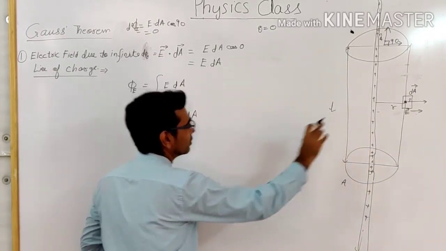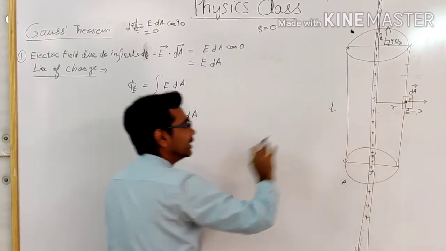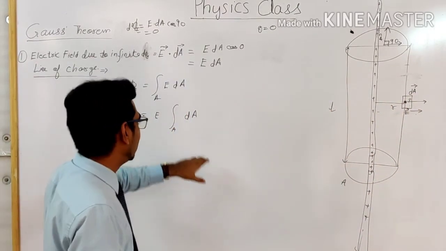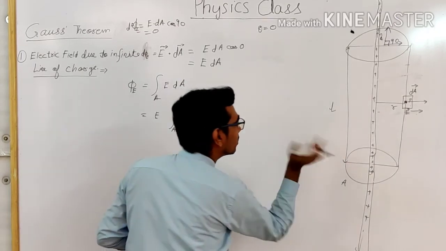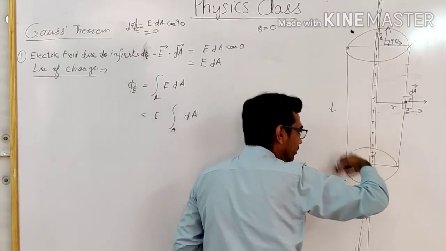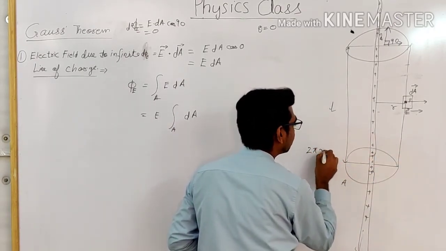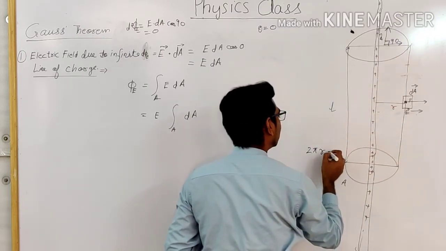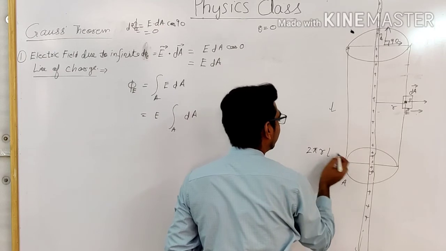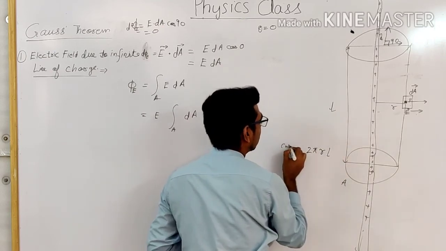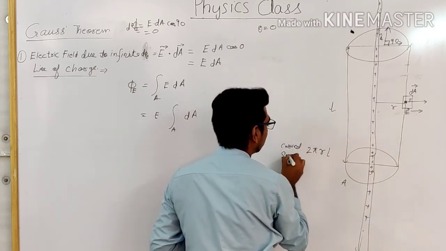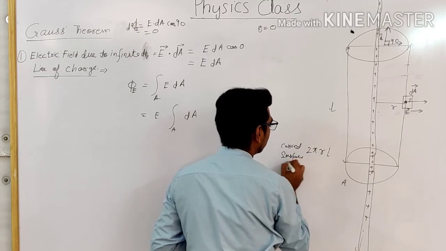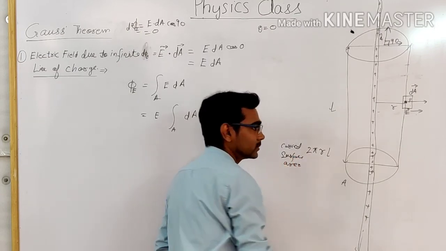Integration of this dA is only this surface. If you integrate it, you are talking about the whole area. What is the total curved surface area? The perimeter is 2 pi r and you multiply it by the length, you will get the total curved surface area.